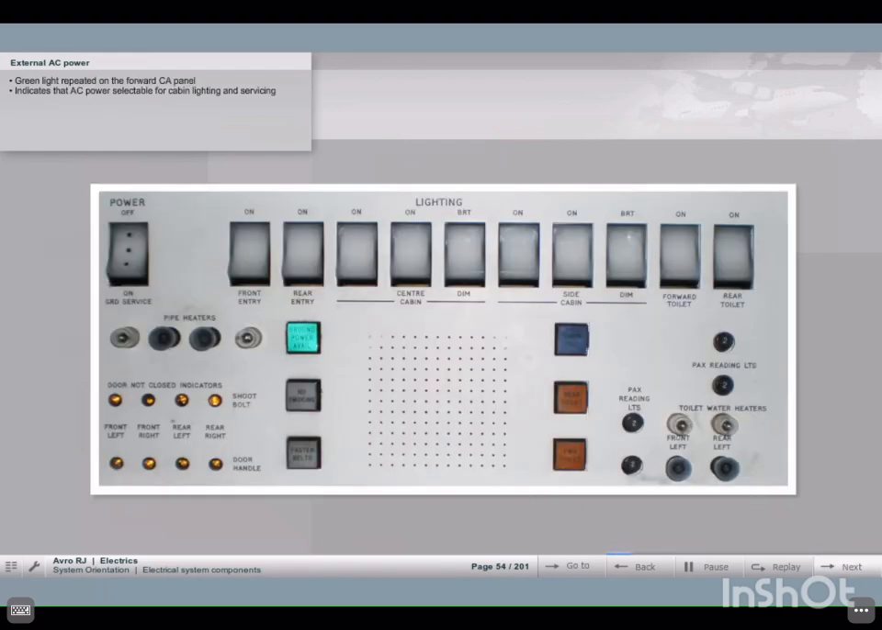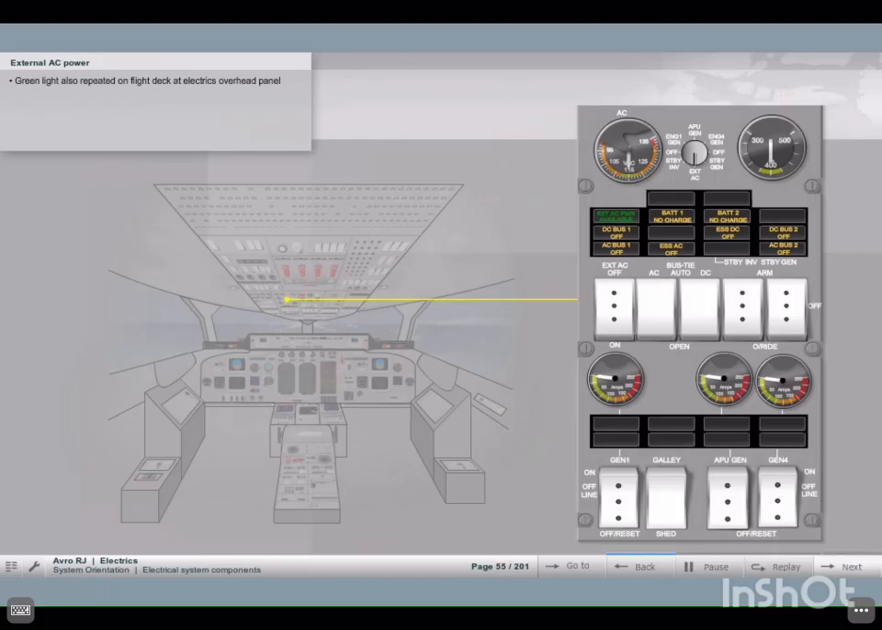The green light is repeated on the forward cabin attendant's panel to indicate that AC power can be selected for cabin lighting and servicing. The indication is also shown on the flight deck at the electrics overhead panel. Although the green light will be lit as long as the external power remains within certain specifications, you still have to check the voltage and frequency before selection.